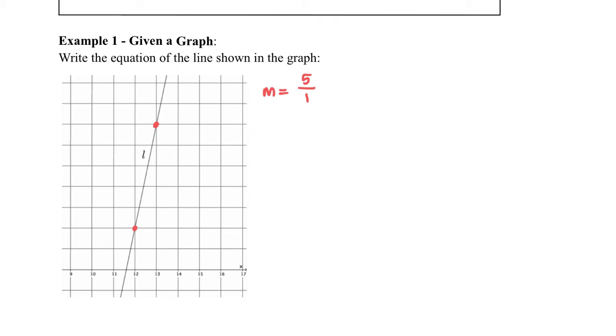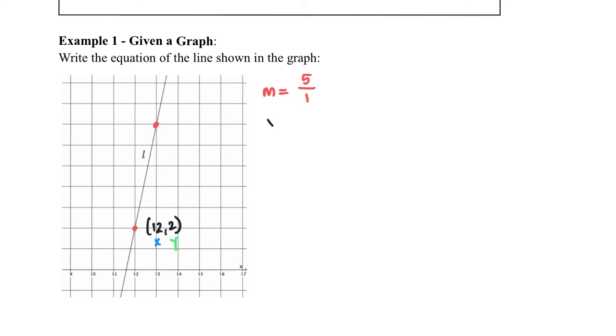Then I'm going to grab one of the coordinates of these points in order to figure out my y-intercept. I'm going to use this one right here. This one has the coordinates 12, 2. I know it's 12 because it's right here, and then it appears that the scale on this graph is 1. So this is going to be 12, 2. And this is going to be my x, and this is going to be my y.